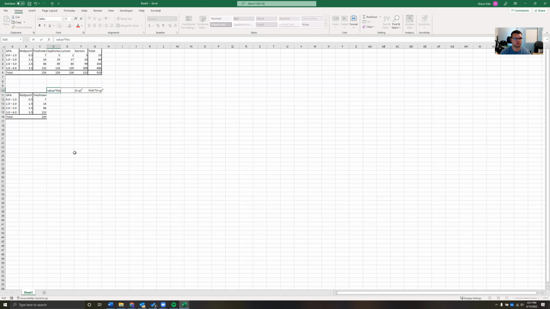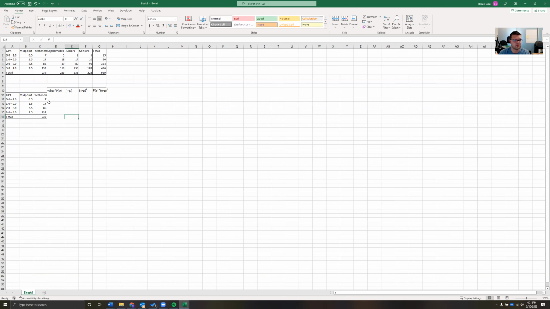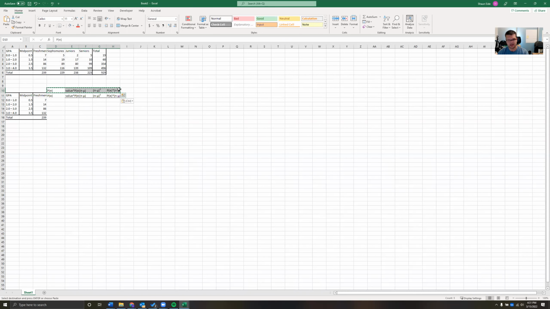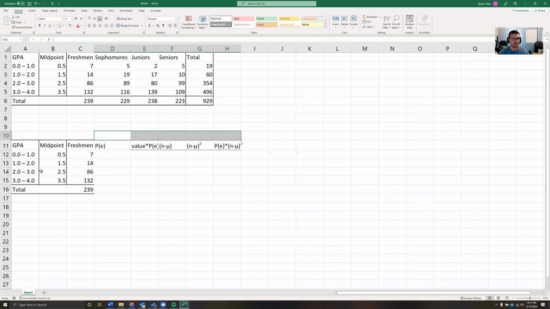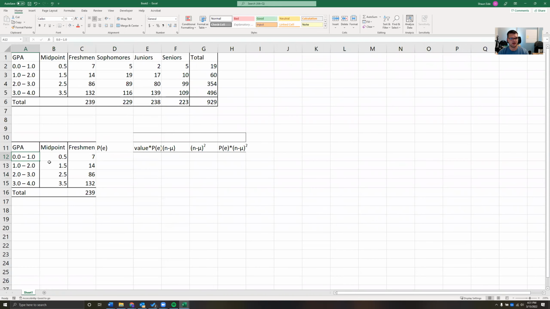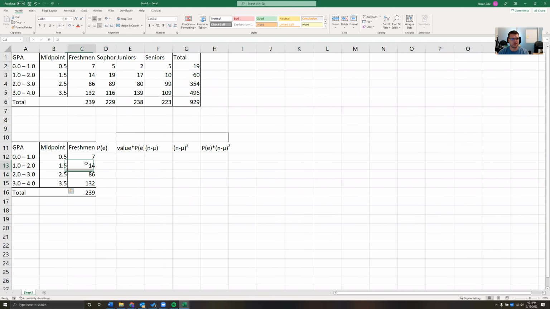So there we go. And so now we've got this information right here. And in order to get, we actually need to get the probability, Control X, we're going to get the probability of the event, or in other words, the probability of getting a freshman. Okay, and so I'm going to put that right like that, and I'm going to zoom in a bit. So we've got the GPA, then we've got the midpoint, which is the value, if you will, and then we've got the number of observations.